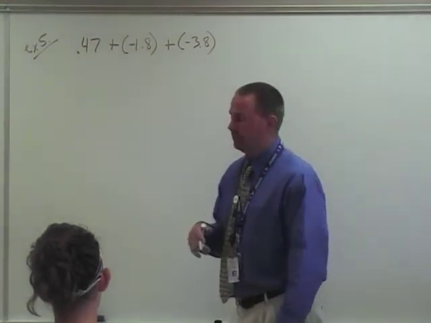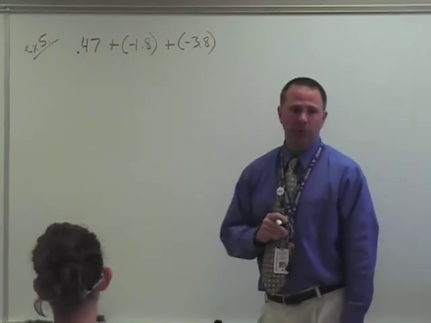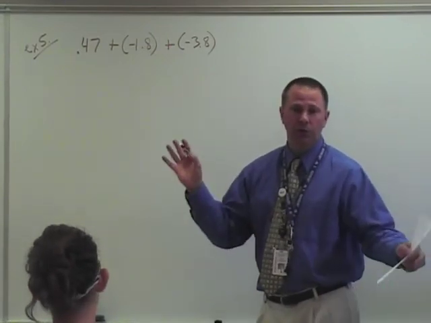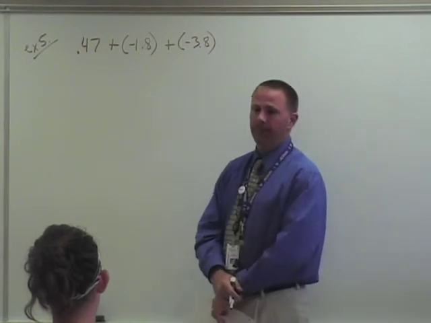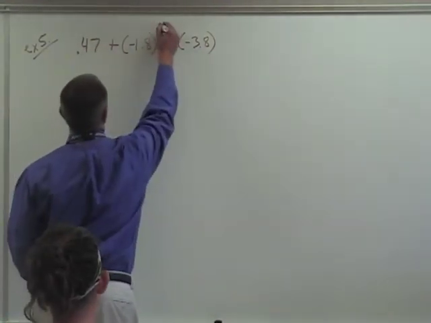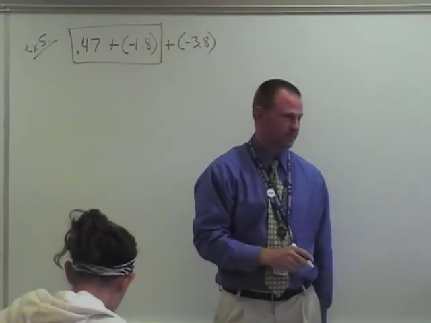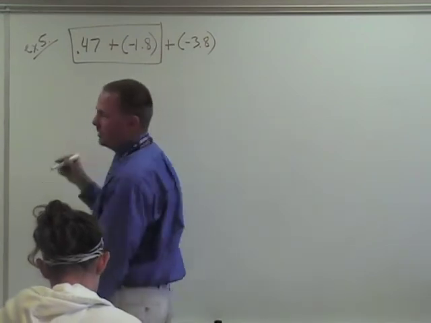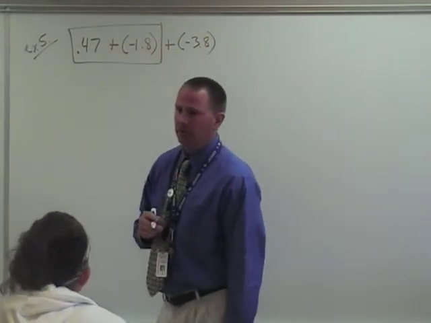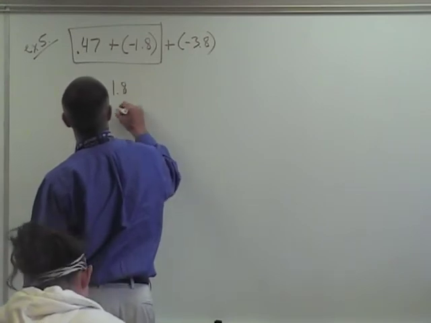Don't laugh about that. Sophie was on the spot. How do I do this? What should we do first? Do those first. Alright. Are the signs the same or are they different? So take the difference. So 1.8 is bigger, and I have 0.47.